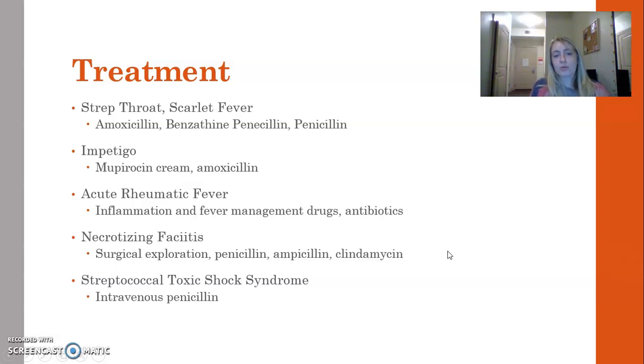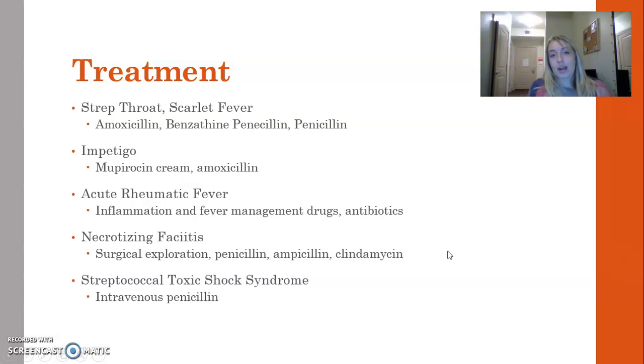And then for acute rheumatic fever, they're going to give you a lot of different types of meds, especially depending on your personal circumstances. They're going to give you inflammation and fever management drugs and antibiotics. One of the common long-term effects of acute rheumatic fever is that it does weaken your heart a lot. So it can cause a lot of different long-term effects that doctors have to be quite careful in managing.